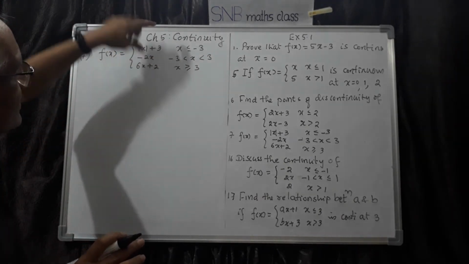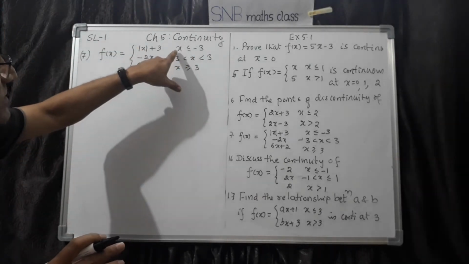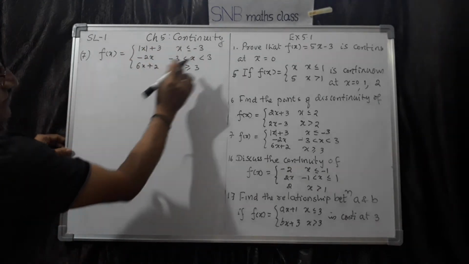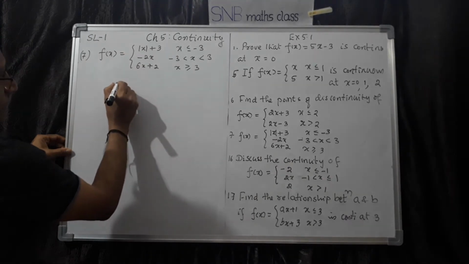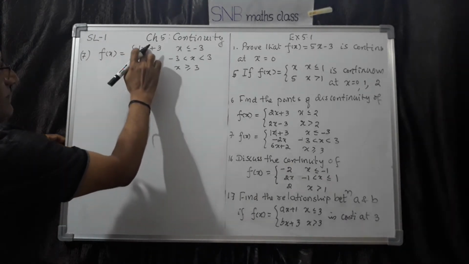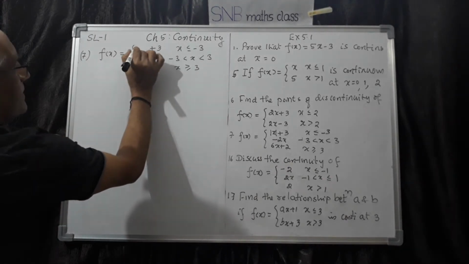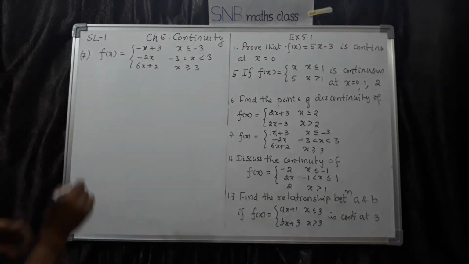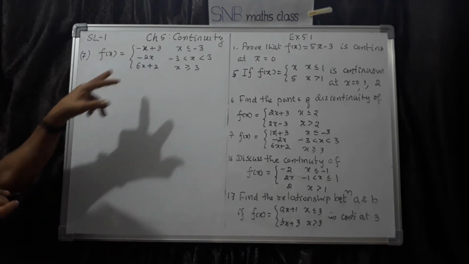Actually mod x is not necessary, you have to remove this one, because when x is less than minus 3, x is negative, so mod x means we have to take minus x. So the function is actually, I will rewrite here, minus x plus 3. So I am reducing one step, but you have to write the step. So now the solution is like this.